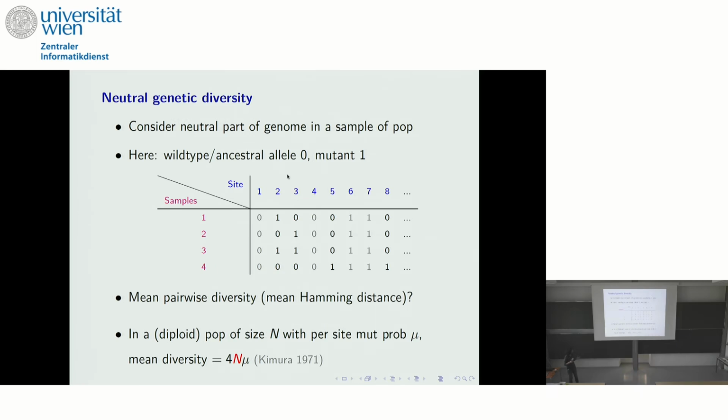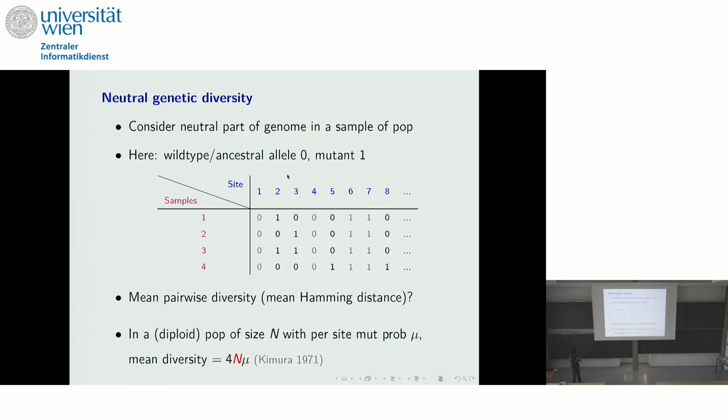Let's start from the beginning. What is genetic diversity, and what is neutral genetic diversity? Suppose I take 4 of you in this room and we sequence your genome. You are the 4 samples, and somehow I know which one is the wild type allele and which is the mutant. I label the wild type allele by 0 and the mutant by 1. I'm interested today only in the neutral parts of the genome.